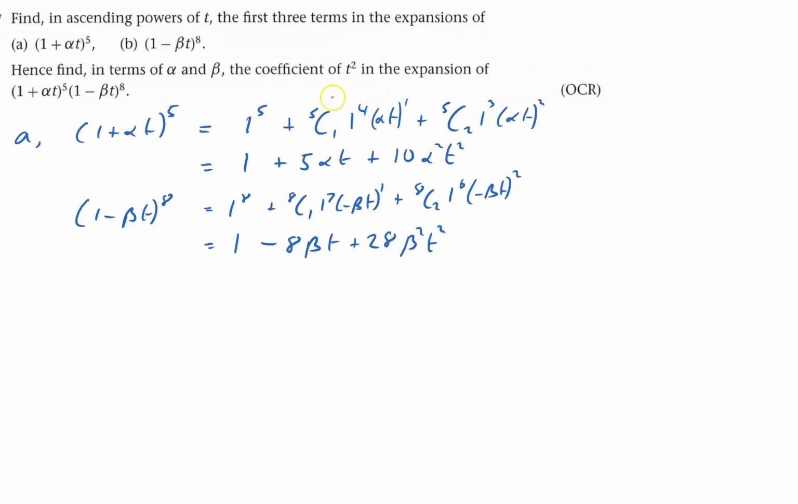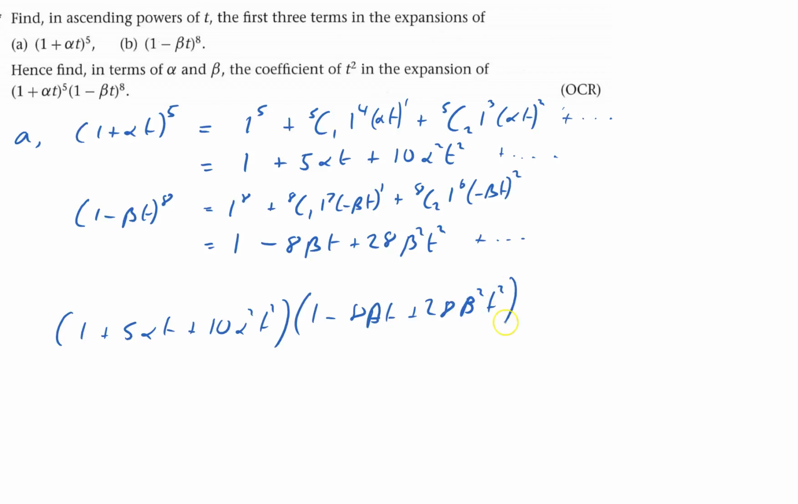Hence find in terms of alpha and beta the coefficient of t squared. So I don't need to look at anything else because these obviously keep on going and they would definitely have t cubes in them and such like. So on t squared, the t cubes won't come into it. So I just need to times these together. So I get the first one, 1 plus 5 alpha t plus 10 alpha squared t squared, and I've got to times that by 1 minus 8 beta t plus 28 beta squared t squared, and I'm just looking at the t squared.